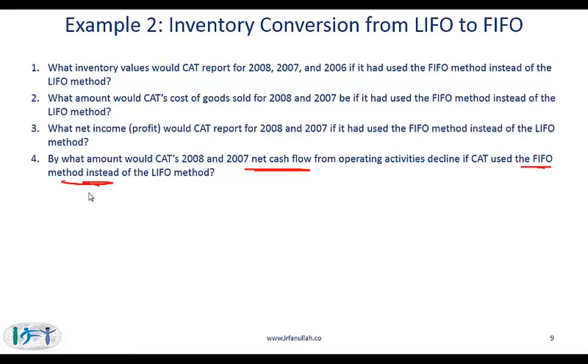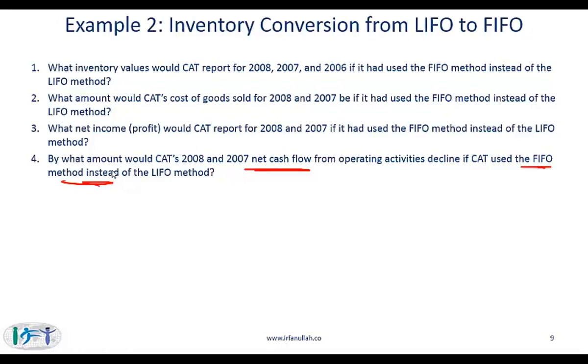Moving on, by what amount would Caterpillar's net cash flows from operating activities decline if it had used the FIFO method? Now remember, the change in actual cash flow exists only because of differences in the tax paid. Right? That is the only reason why there will be a difference in the cash flow of a LIFO company or a FIFO company. All right, so now let's look at that in a little more detail.